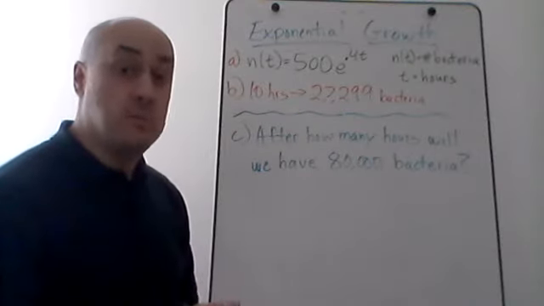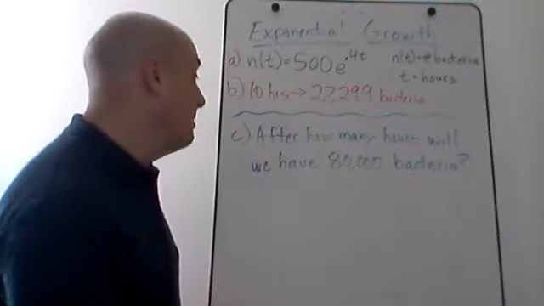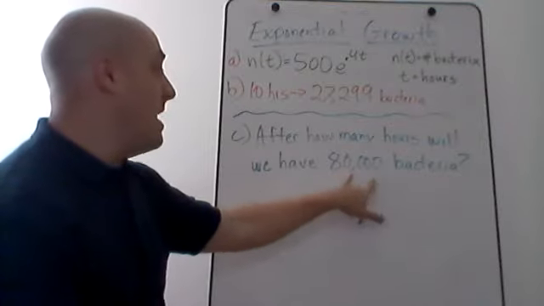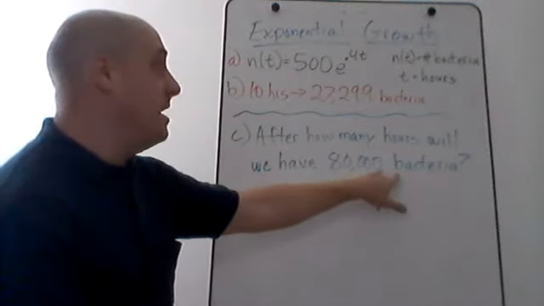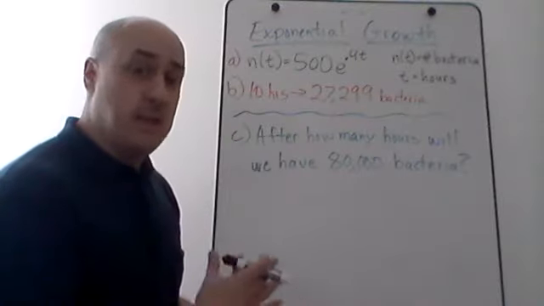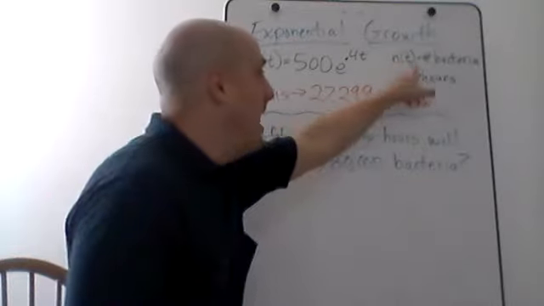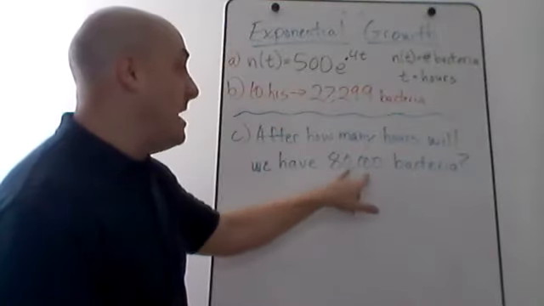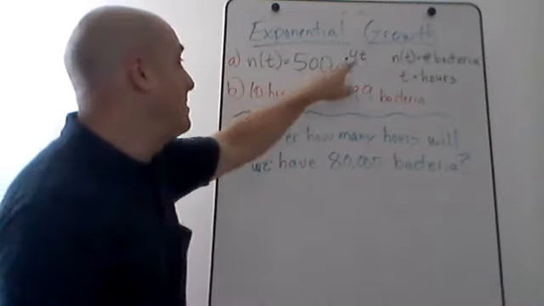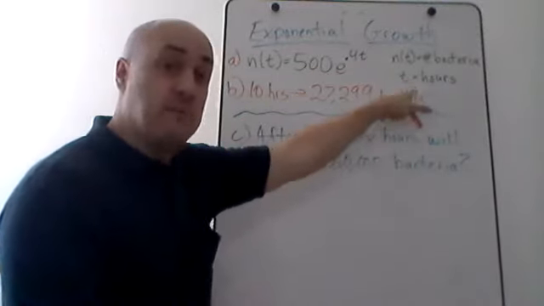But don't be careless though. Read the problem carefully and think about what the number is that they're giving you. After how many hours will we have 80,000 bacteria? 80,000 bacteria. That's not a number of hours. I'm not going to plug that in for t, which is a number of hours. That wouldn't make any sense at all. N of t is the number of bacteria. So the 80,000 bacteria, I have to put over here for the n of t and then solve for t. I want to find after how many hours, which means I'm looking for t.